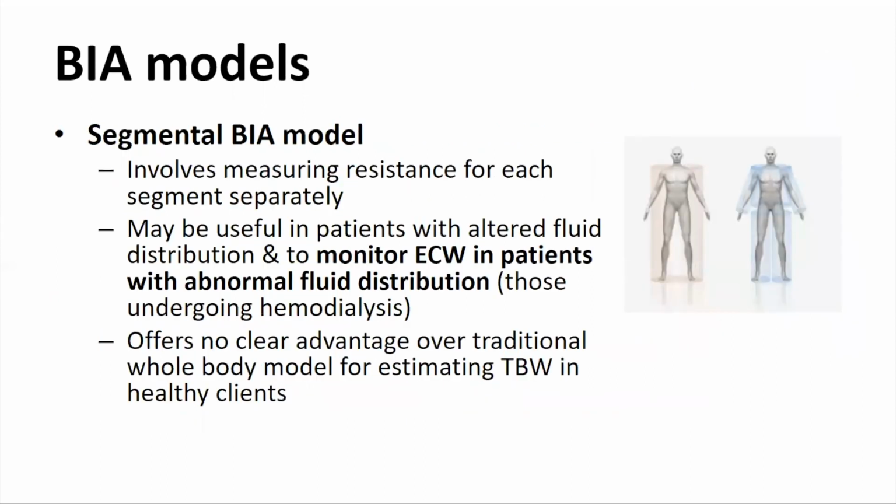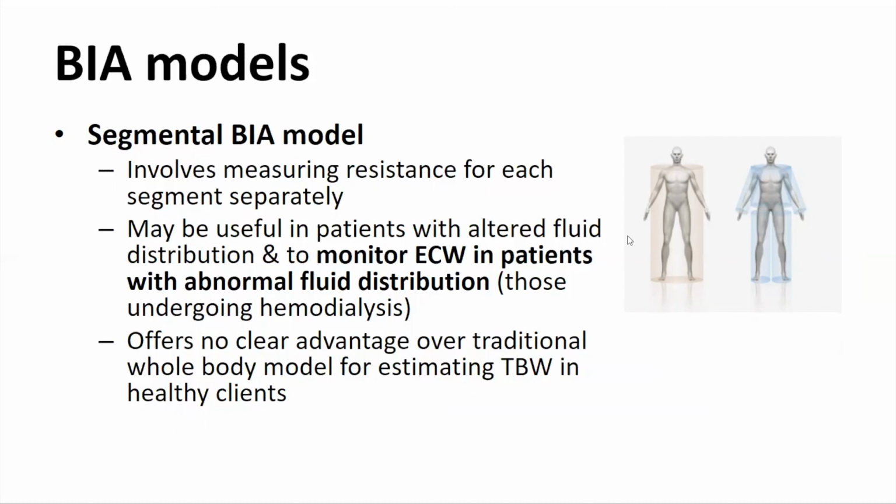There's something else called a segmental BIA model. And remember I said that this BIA assumes that we're one cylinder. The segmental BIA model breaks up the body into 5 segments, where each segment represents the limb, the leg, or the trunk. So there's 5 segments that the body is broken up into.